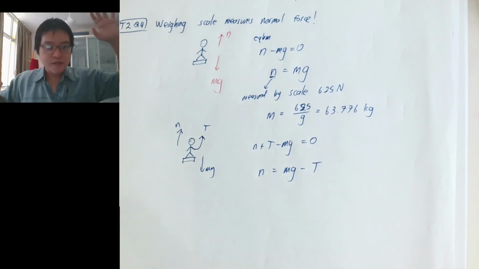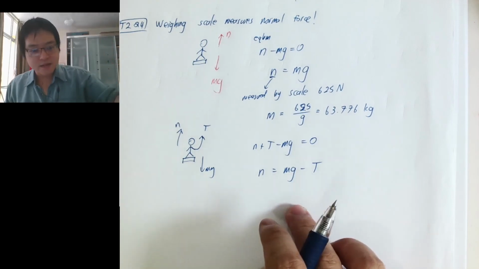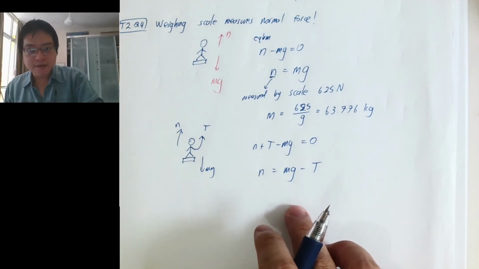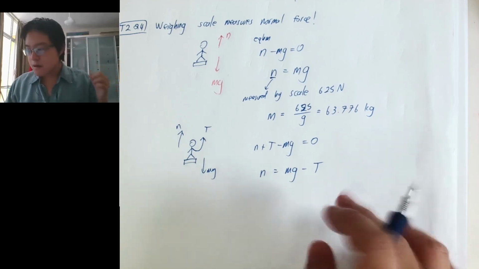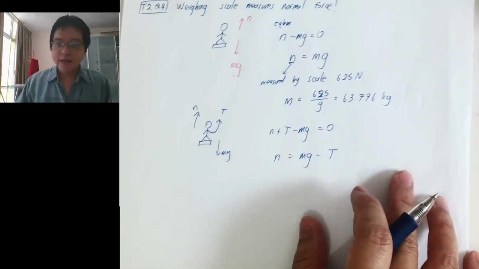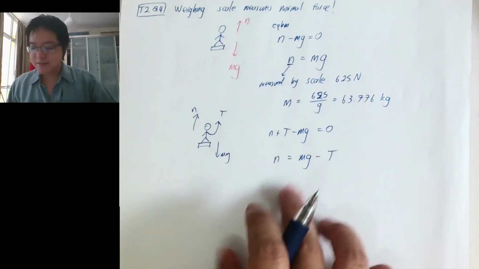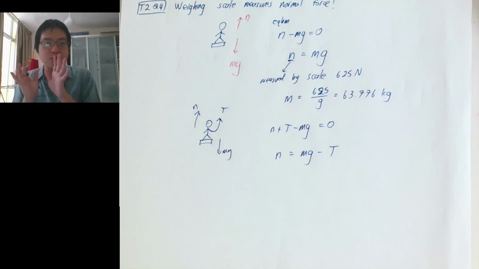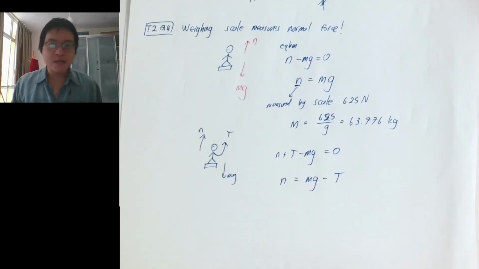If you support yourself onto something else, then you get an N that is different, and because your N is different, your weight is wrong. So that's why you must let go and not touch anything to get your correct mass. That is what it means. So this is just talking about the weighing scale.